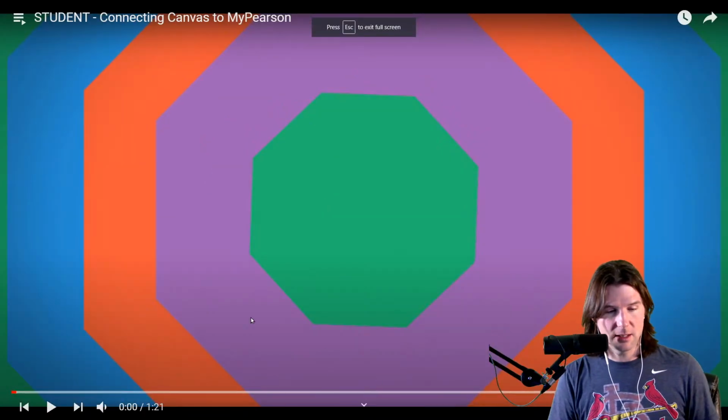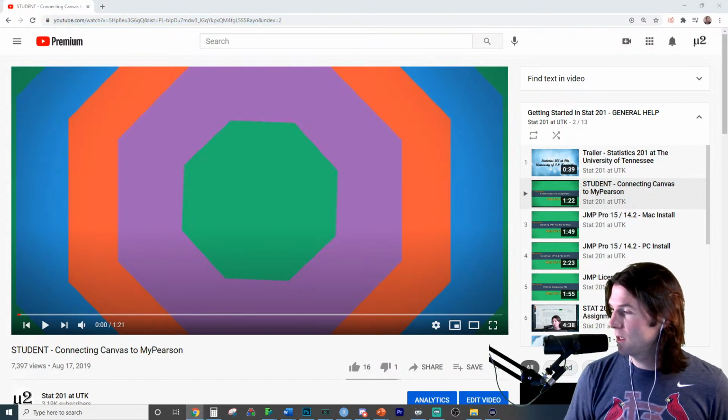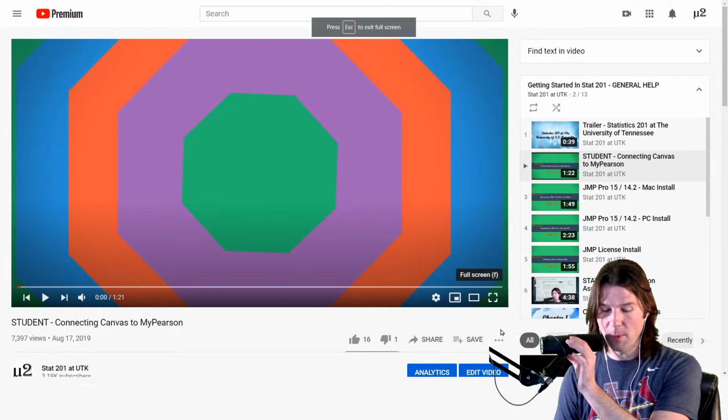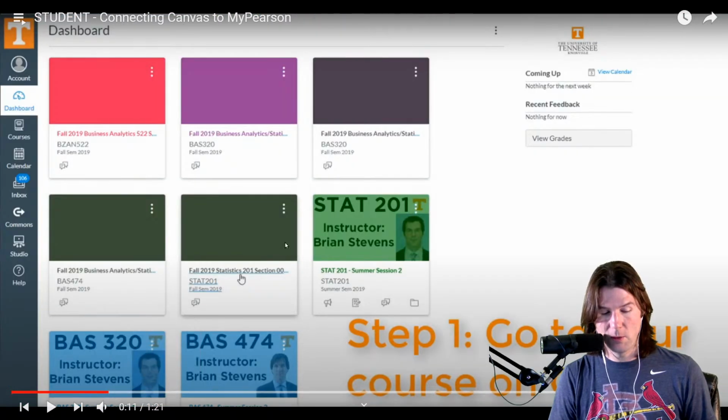So this is how to connect my Pearson to Canvas. I'm going to drop this in the playlist right here. This is how to connect my Pearson to Canvas. Please do this immediately. There is no code you will enter in. You will go to the class.